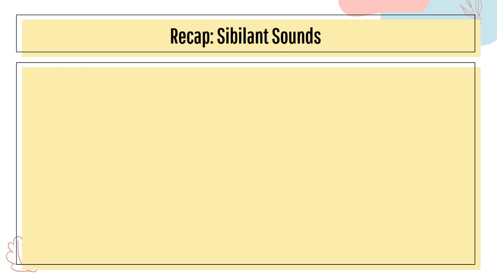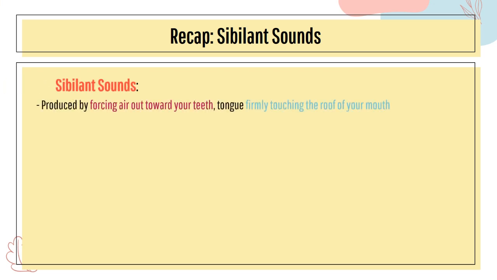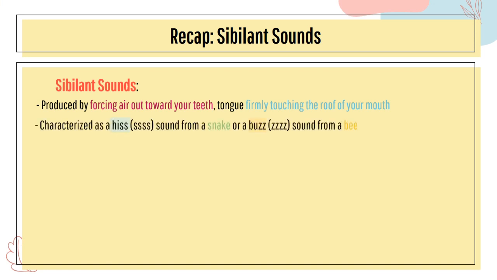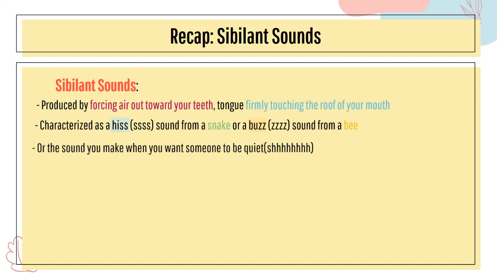Moving on is the sibilant sound. It is produced by forcing air out toward your teeth, with the tongue firmly touching the roof of your mouth, characterized as a hiss sound from a snake, or a buzz sound from a bee, or the sound you make when you want someone to be quiet. Shh.